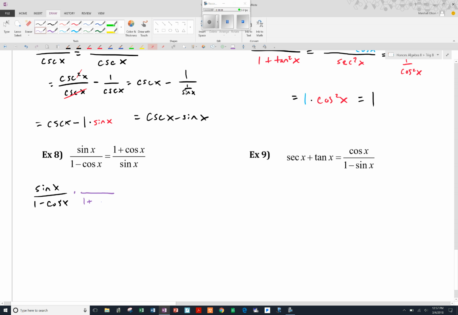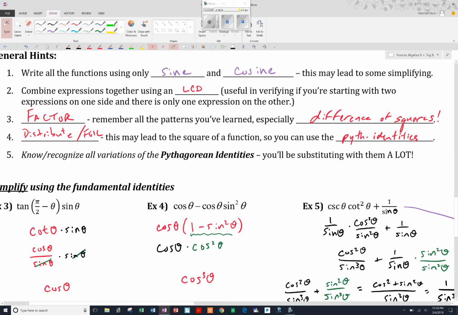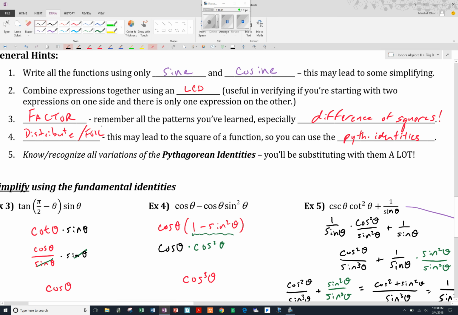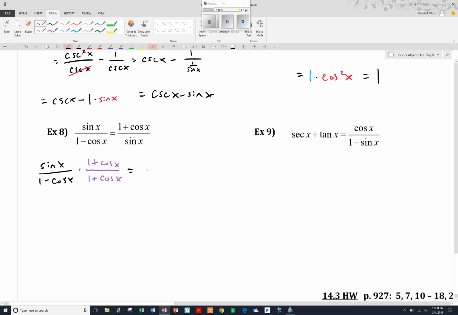Or we also did it with imaginary numbers when we did complex number division. We're going to multiply this by 1 plus the cosine of x, the conjugate of that denominator, over itself. And the reason why, and I actually did put this in a hint in the notes up here, to distribute or FOIL, except we had to come up with what we were FOILing, because we're going to come up with the Pythagorean identity here. So in the denominator, 1 minus cosine, 1 plus cosine, that becomes 1 minus cosine squared. And in the numerator, I see sine times 1 plus cosine of x.